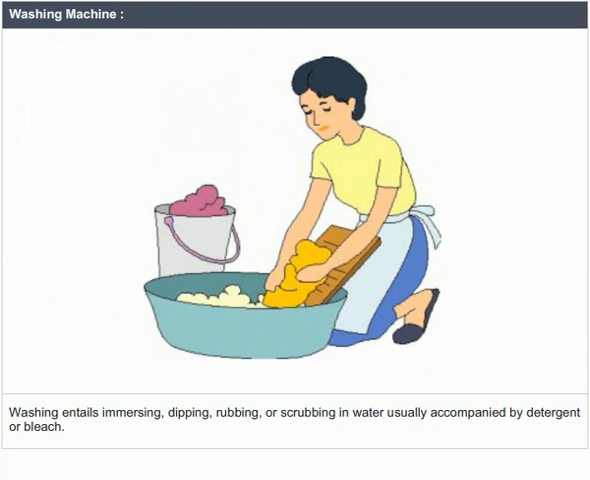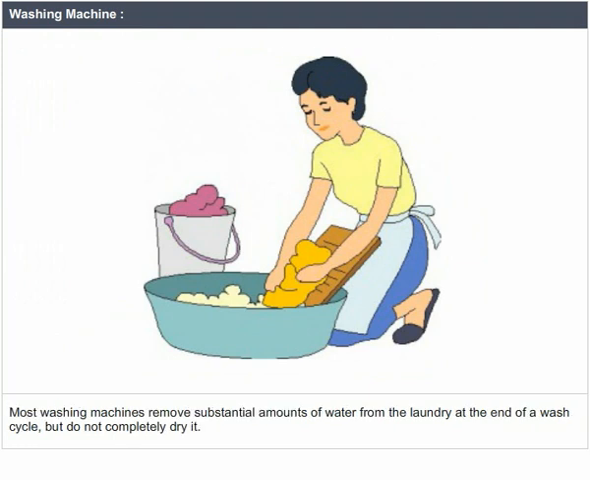The simplest machines may just agitate clothes in water. Automatic machines may fill, empty, wash, spin, and heat in a cycle. Most washing machines remove substantial amounts of water from the laundry at the end of a wash cycle but do not completely dry it.